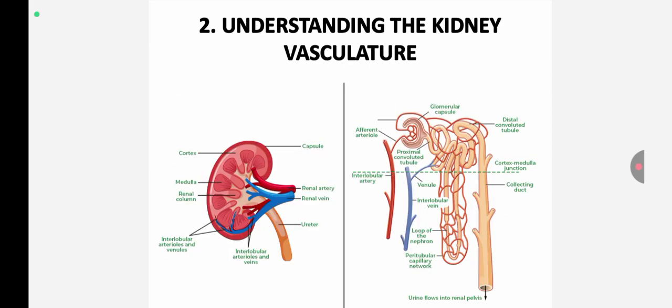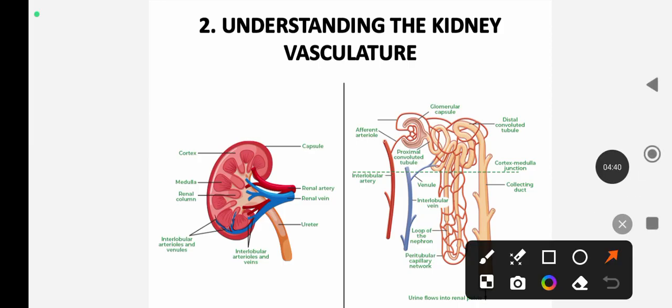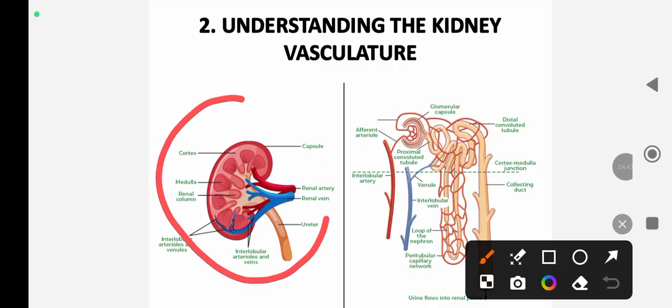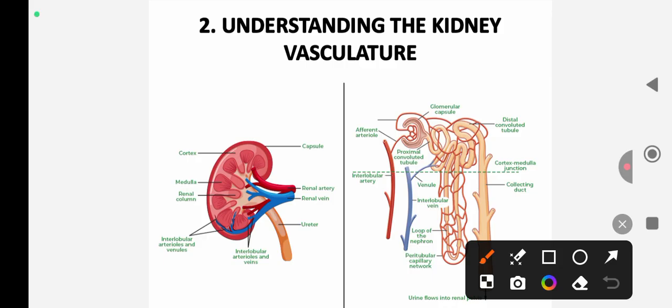Now, understanding the kidney vasculature, the blood supply of the kidney. From here you can see that the primary blood supply to the kidney is from the renal artery over here. Then it innervates the whole kidney, specifically the nephron. Then it goes back to the heart through the renal vein as shown here.